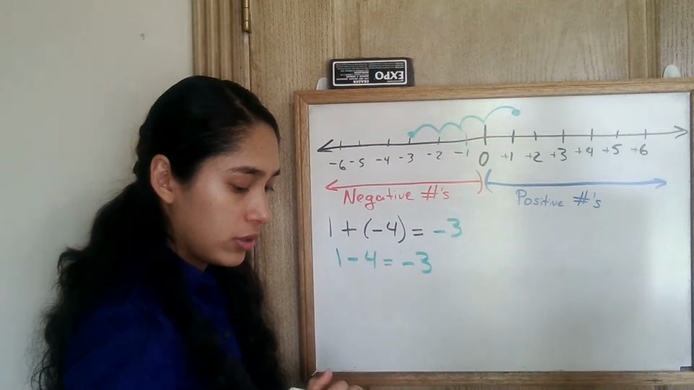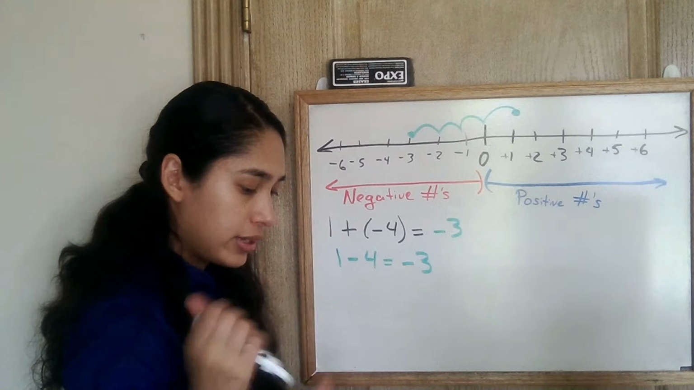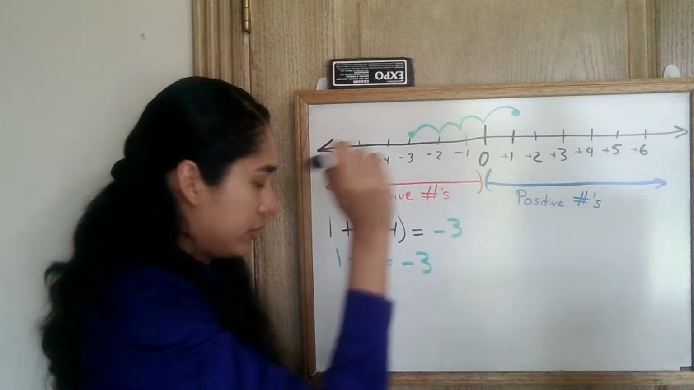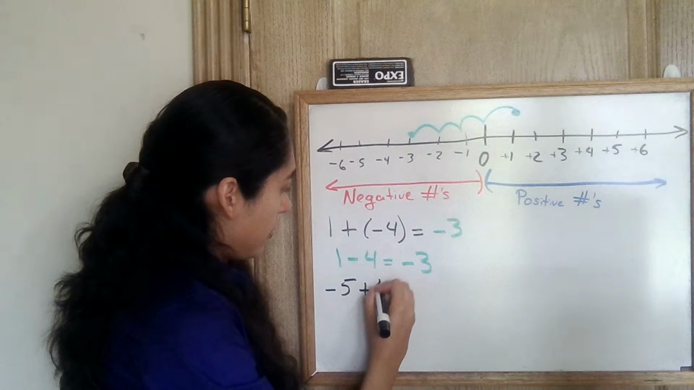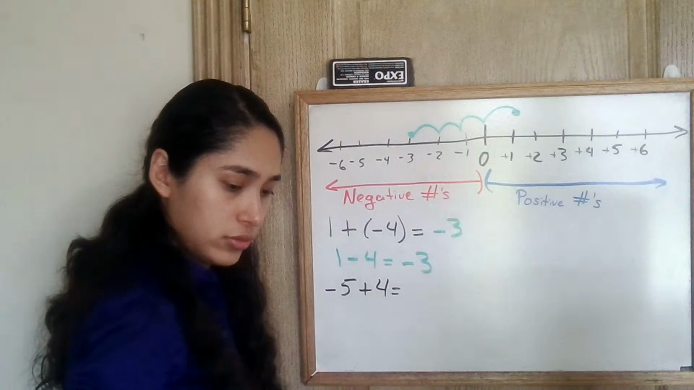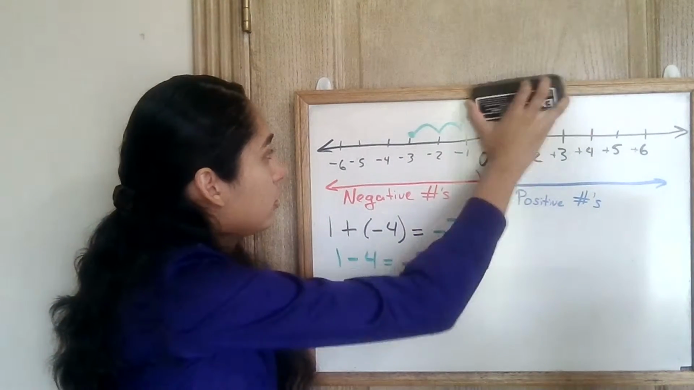Okay, let's do 2 more. Let's say I have -5 plus 4. What is that equal to? Let's erase.